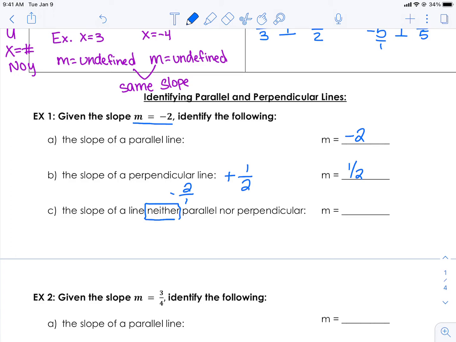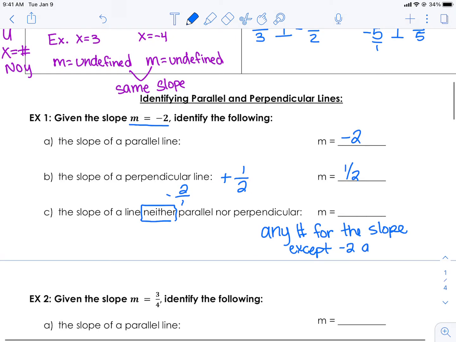So basically, we can use any number for our slope except -2 and 1/2. Because -2 would make it parallel and 1/2 would make it perpendicular, and we don't want it to be either one of those. So any number, I'm just going to pick the number 4. Done. Okay, that's really all there is to this.